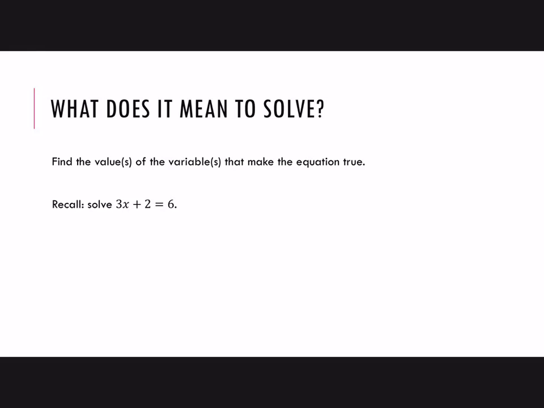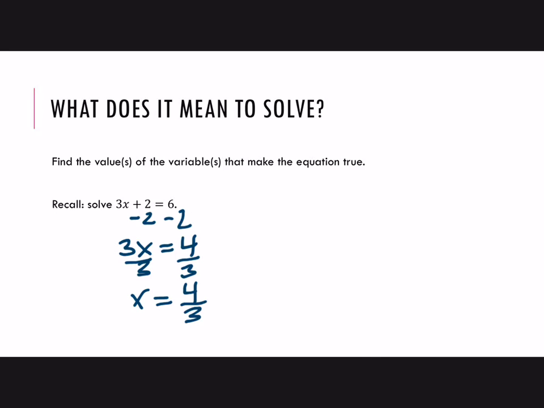So we've looked at some linear equations like this one, 3x plus 2 equals 6. To solve this, we need to find the value of x that makes the equation true. Now if you just have a single variable like x, then it's easy enough to solve by isolating that x. So I could subtract 2 and get 3x equals 4, and then divide by 3, and x equals 4/3. So that was our method for linear equations.